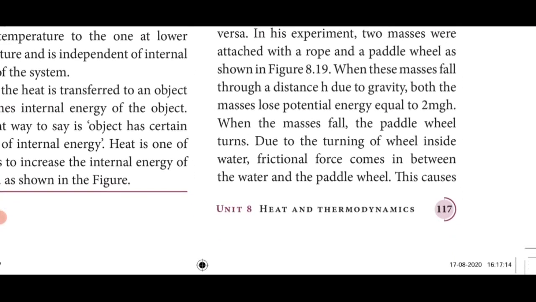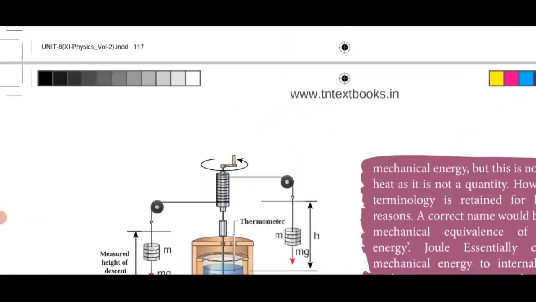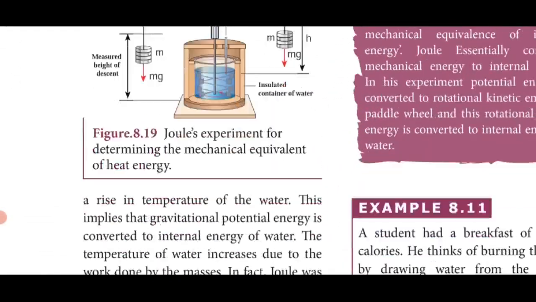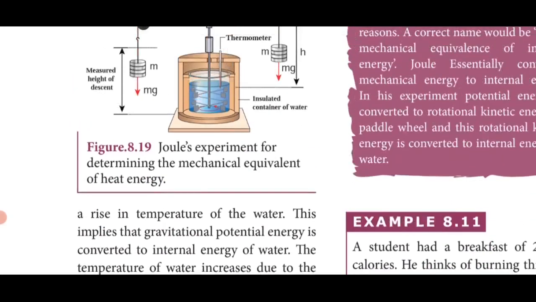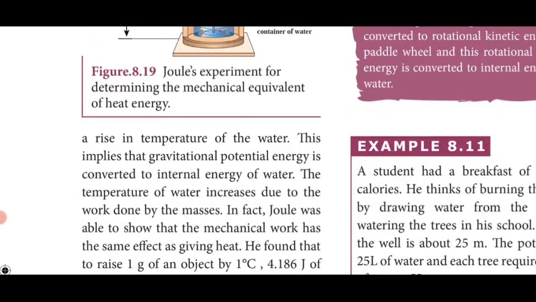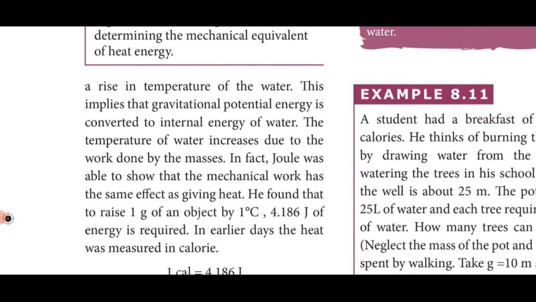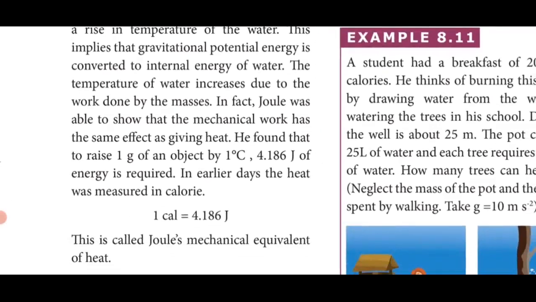When the masses fall, the paddle wheel turns. Due to the turning of the wheel inside water, frictional force comes in between the water and the paddle wheel. This causes a rise in the temperature of the water. So this implies that the gravitational potential energy is converted into internal energy of water. The temperature of water increases due to the work done by the masses. In this way, Joule was able to show that mechanical work has the same effect as giving heat. He found that to raise 1 gram of water by 1 degree Celsius, 4.186 joule of energy is required.